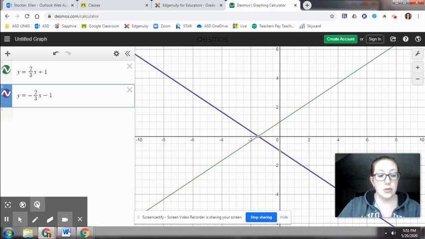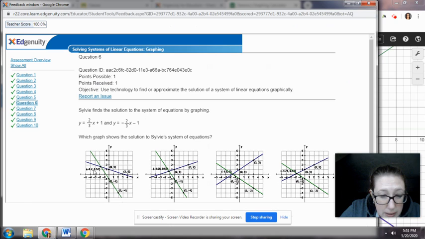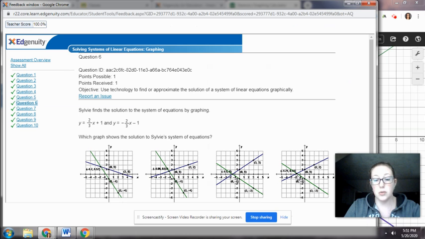So go back to your question. And it's really hard to read on my screen, but you could probably see it better on yours. You want to look for the graph that matches the one on your calculator that has an intersection point of negative 1.5, 0. So pick whichever one works there.